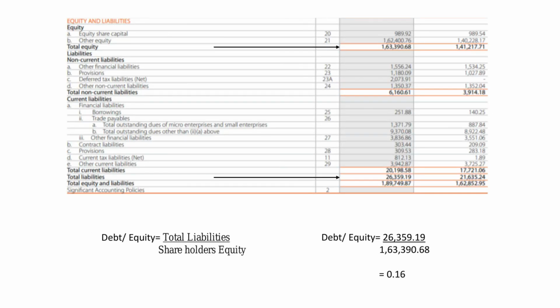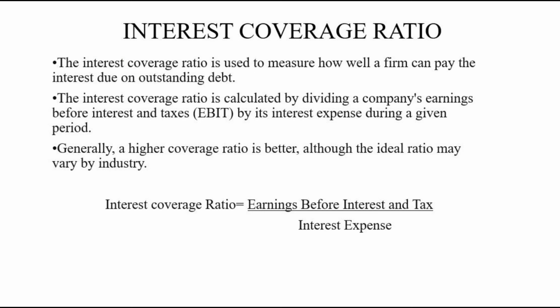Now let us take a small example. I've taken this snapshot from the annual report of Navin Fluorine. So if we check the total liabilities, they are 26,359.19, and the total equity against it is 1,63,390.68. So if we calculate the debt to equity ratio, it comes to 0.16, which is less than 1, and we can interpret that the company is quite solvent and it is able to pay off its debt in the future.